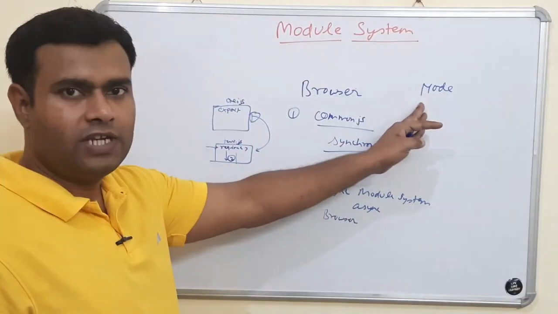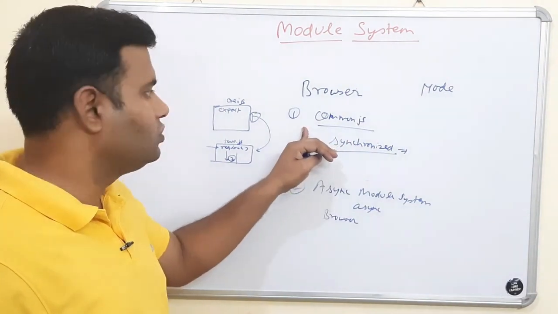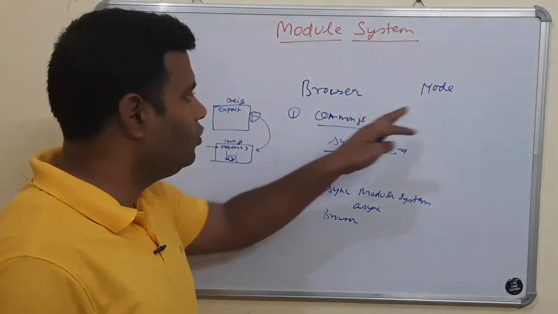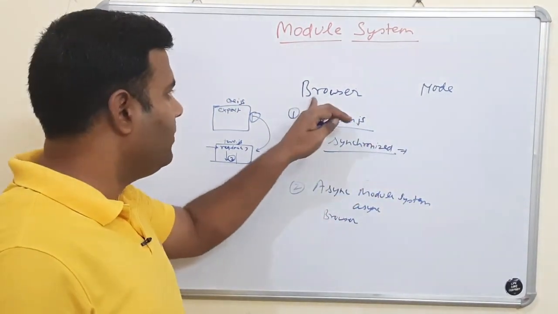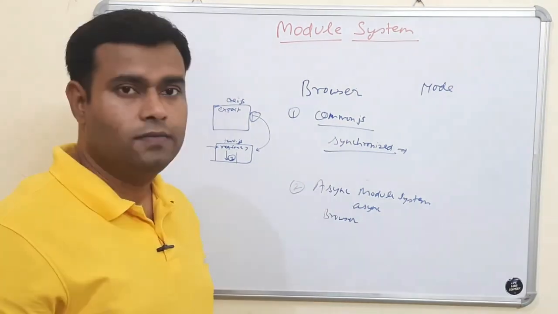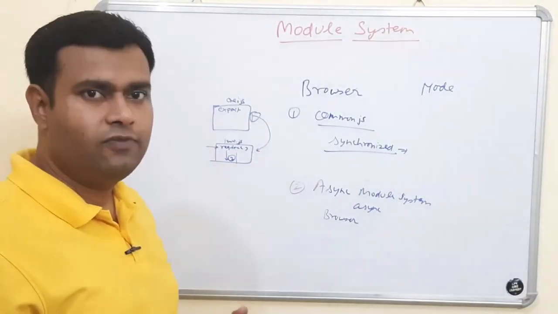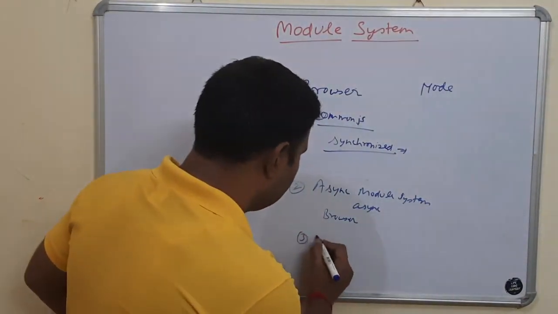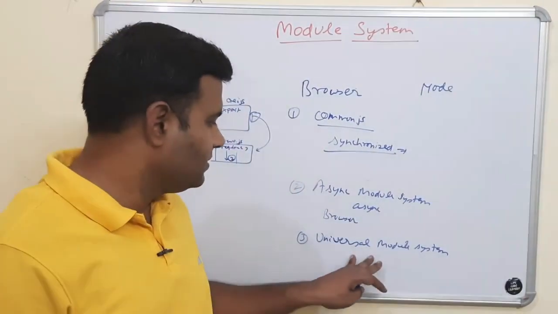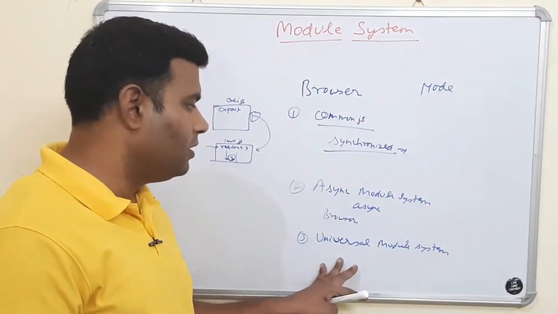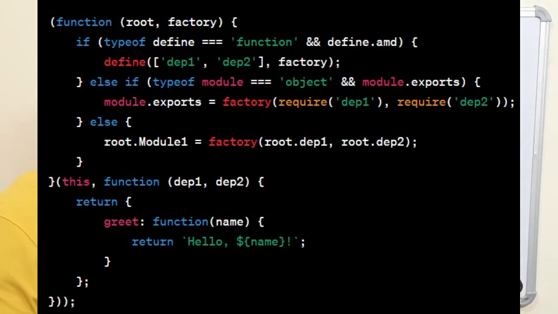However, when Node.js was developed later, the CommonJS system was used there. This was only applicable to Node, and the browser was not able to use it. So some hybrid systems were also developed. Later on, a third system was developed which can run on both browser and Node, which is called the universal module system. It can be required in both the browser and Node.js. The syntax of this universal module system looks like this. It is a little complicated and not adopted much in the community.